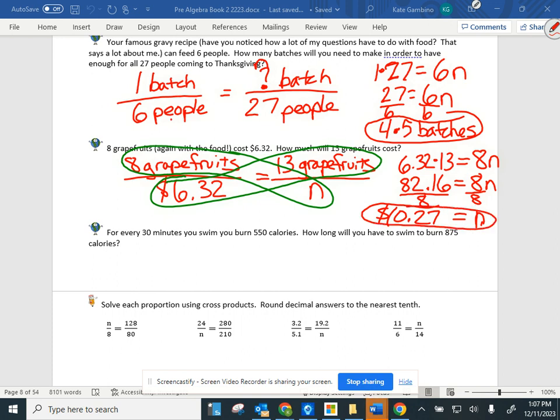For every 30 minutes you swim, you burn 550 calories. How long will you have to swim to burn 875 calories? What does my proportion look like? Emerson. 30 minutes over 550 calories. I knew what you meant. Equals what? N over 875.